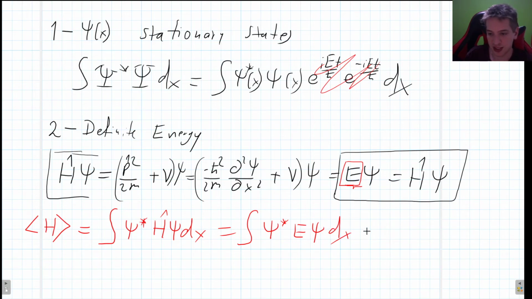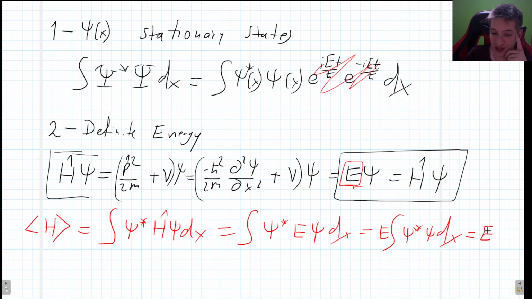The energy is just a number, so we can take it out of the integral, and we get this integral over here, which I hope you can recognize. This is just the probability of finding the particle anywhere in space, which is just 1. So the expectation value is just going to be E.